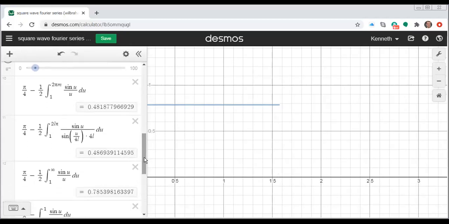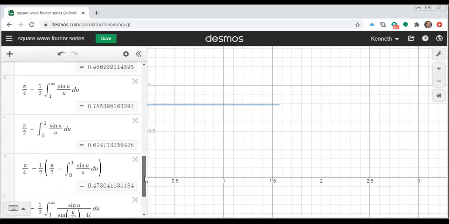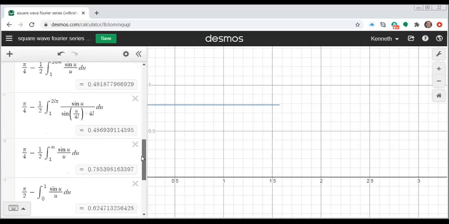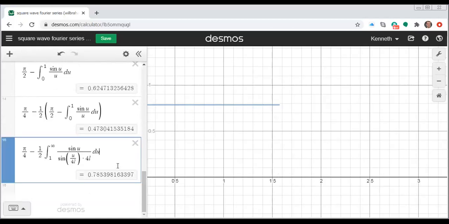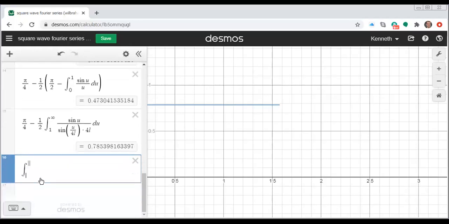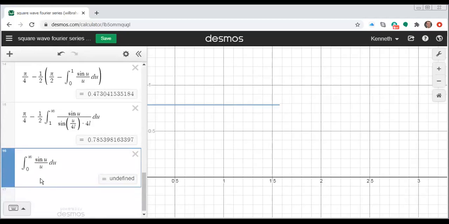And one of you pointed out to me that Desmos was having some trouble. So what was the trouble? If you take the integral from 0 to infinity of sine u over u du, was that it? Well, this says it's undefined, which isn't exactly true. It's equal to pi over 2.